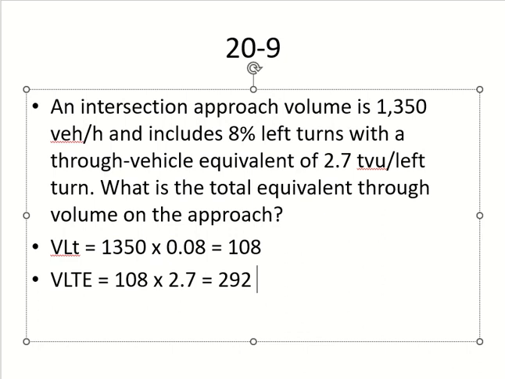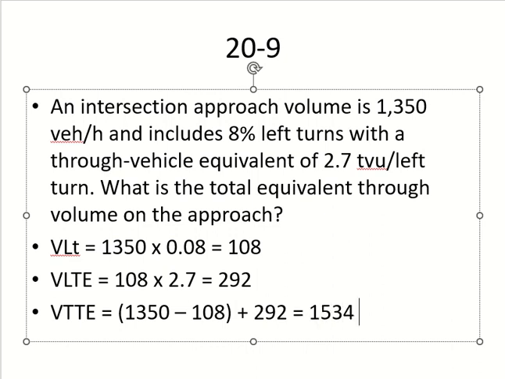I want total through. The equivalent is already there. So 1350, which was the total, minus 108, which is for left turning, because left turning is already converted. Now I will add the converted value, 291.6. So this gives me 1534. This is the accurate volume because now everything is through. Clear? Any questions?